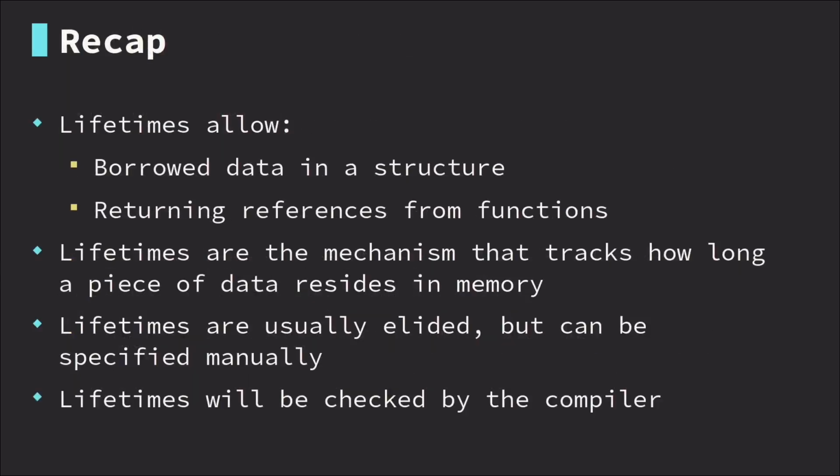To recap, lifetimes allow borrowed data within a structure, and they allow returning references from functions. Lifetimes are the mechanism that tracks how long a piece of data resides in memory. Lifetimes are usually elided, but they can be specified manually when needed. And lifetimes are checked by the compiler. If you use a lifetime incorrectly, the compiler will emit an error.